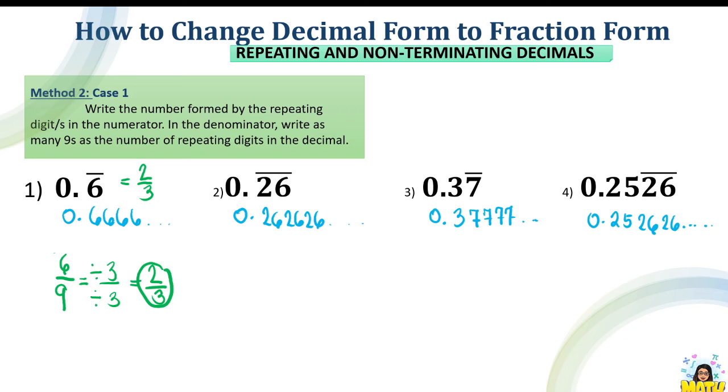Let's do that in number 2. Ano yung repeating digits dito? 2 and 6. Kung ilan yung repeating digits dito, ganun din yung number of 9s sa baba. So, since ang makakadivide lang sa 26 ay 2 and 13, at yung 9 naman ay hindi rin madidivide sa 2 or 13, this is already the final answer. So, this one is 26 over 99.